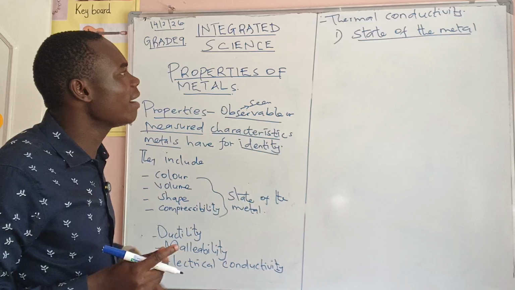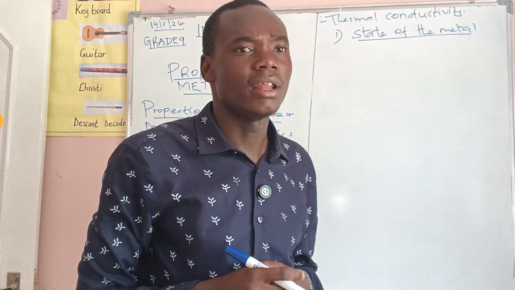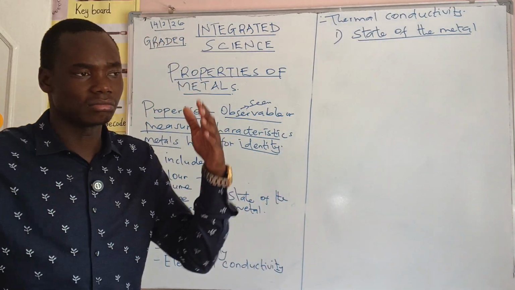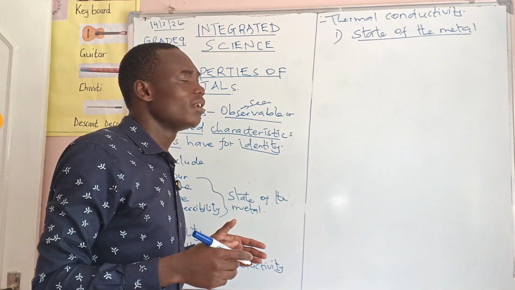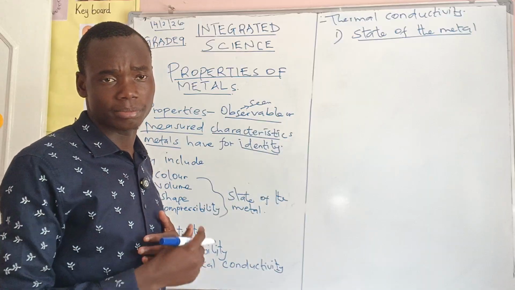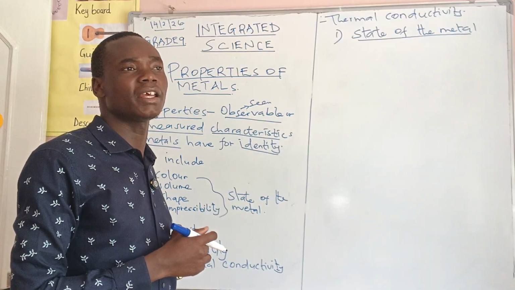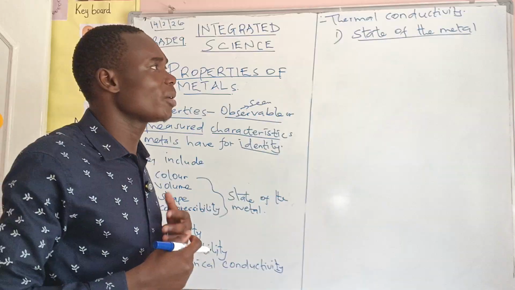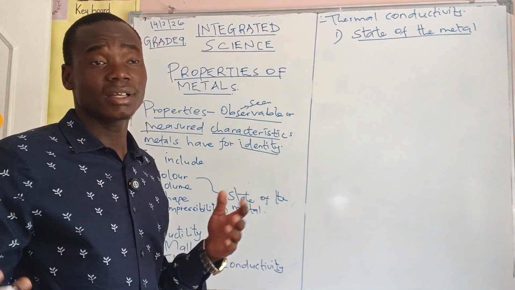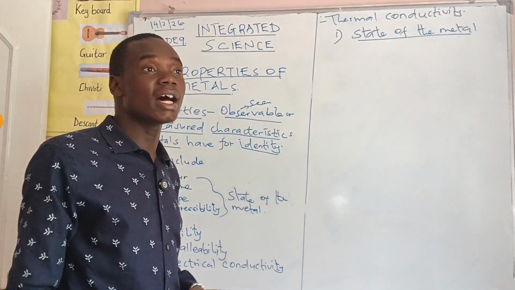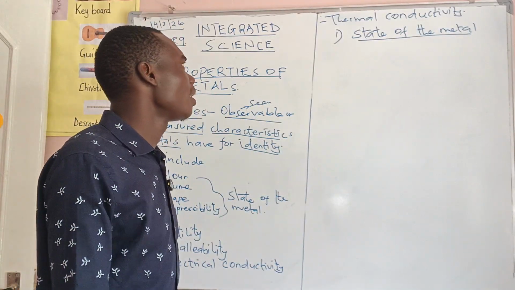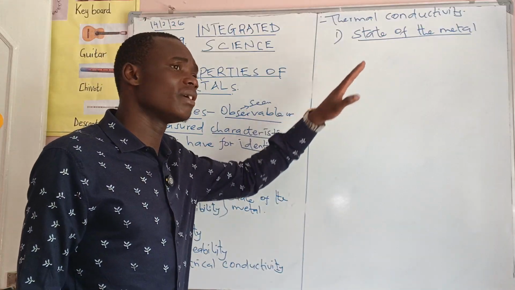Now, when you have a metal, any metal around you, try to look at the shape. Can you define the shape? Yes, you can. If, for instance, the shape of that particular metal is circular, you can easily say it is circular in shape. If it is rectangular or cylindrical in shape, that is what we call state of the metal.